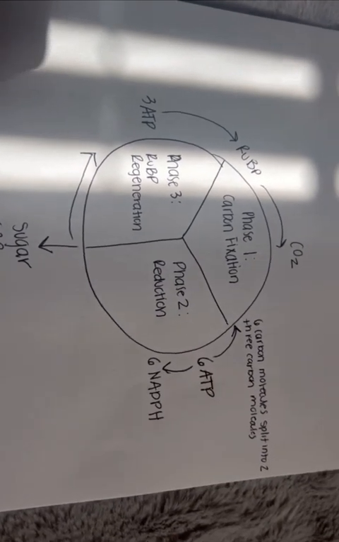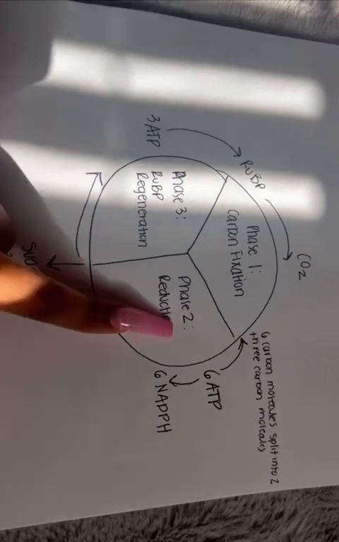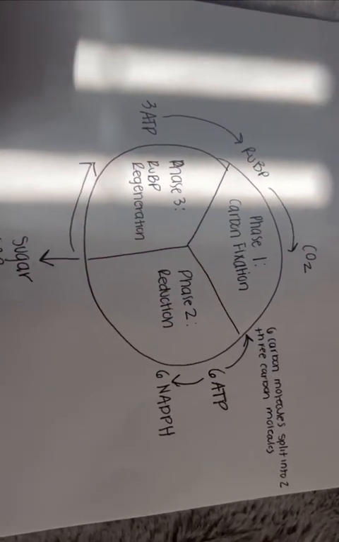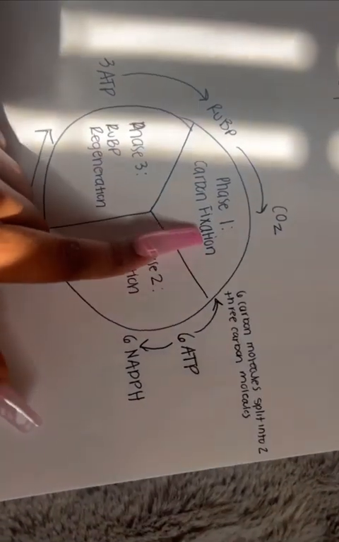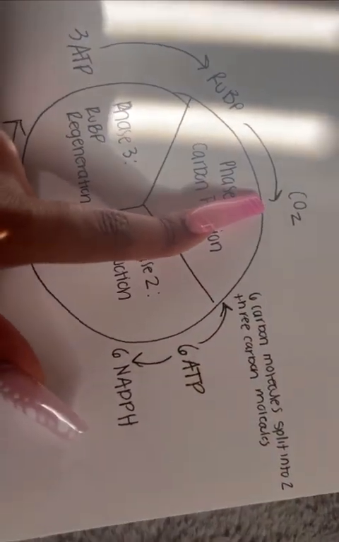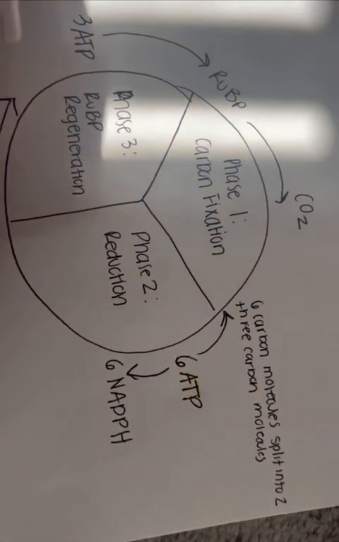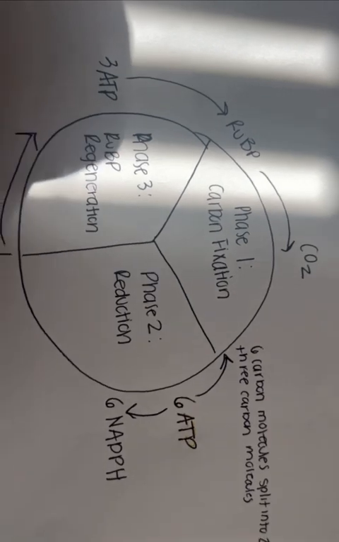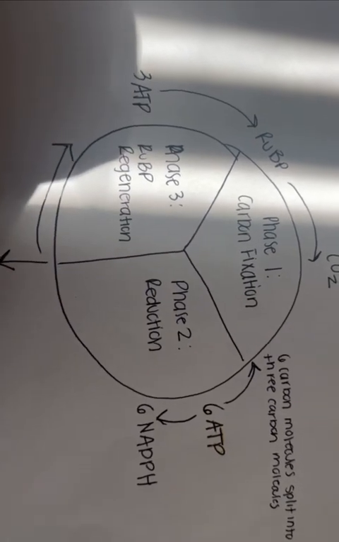So, it is broken up into three phases: carbon fixation, reduction, and RuBP regeneration. In carbon fixation, carbon is taken from carbon dioxide and fixed into RuBP to produce glycerate. There are 6 carbon molecules that split into 3 carbon molecules.